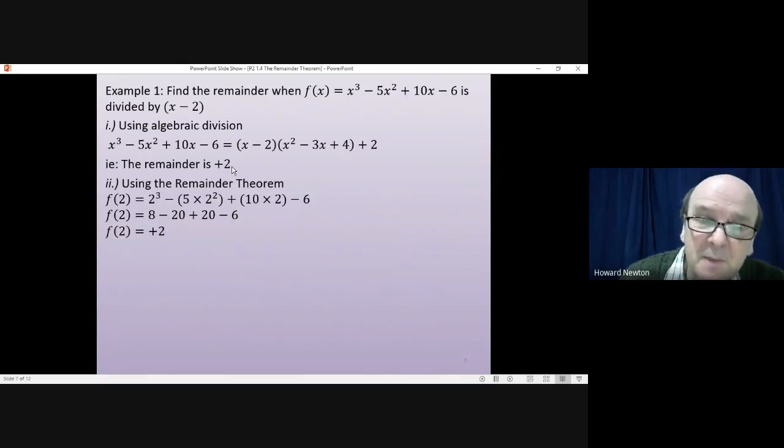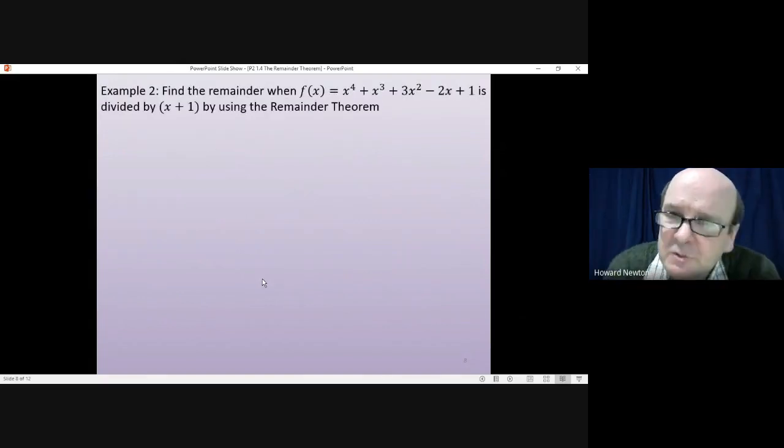Now that is the remainder theorem. That's what this gives you. So that means that the remainder, when I divide this cubic by x minus 2, is plus 2. And you can see how powerful the remainder theorem is, how quickly it gives you the answer that you want.